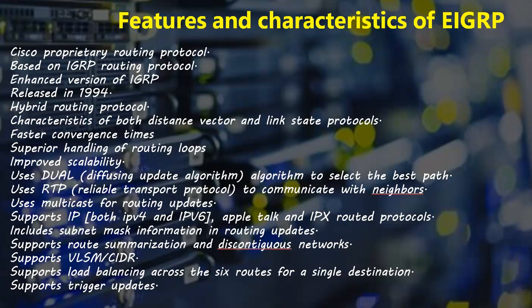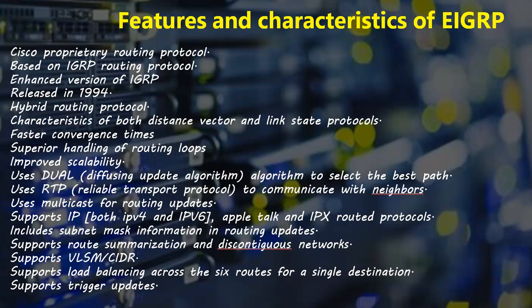It includes subnet mask information in the routing updates. Subnet mask information in routing updates means that whenever you are using classless IP addresses, that means whenever you have done subnetting, it will include the subnet mask information in the routing updates. It supports route summarization and discontiguous networks. Here, a discontiguous network is a network in which the packets sent between at least one subnet must pass through the subnets of a different network.